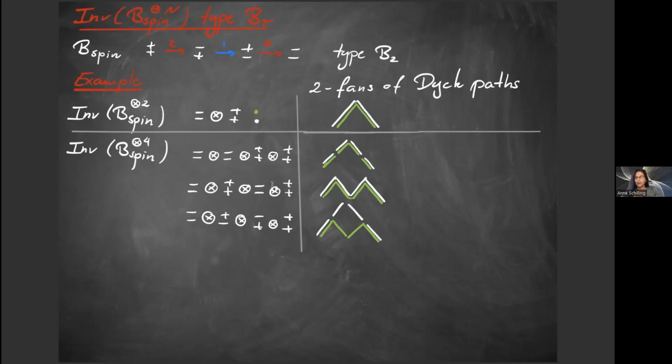And the way we can see this correspondence is, if you think of the bottom row here as my white path and the top row as my green path, then a plus would go up, a minus would go down, and you can see that we have these fans of Dyck paths corresponding to these tuples of pluses and minuses. So this is to say that these invariant subspaces are actually labeled by very nice combinatorial objects.